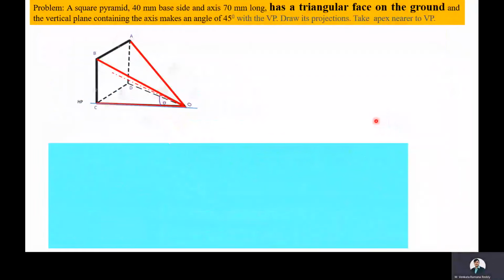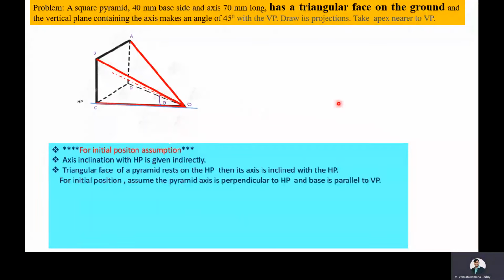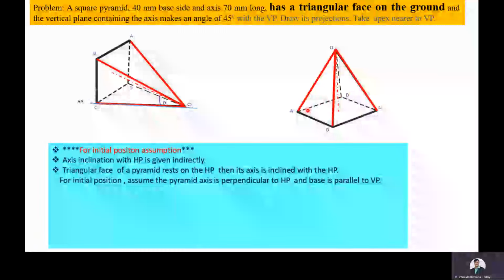For initial position assumption of the square pyramid, it is mentioned that the square pyramid is resting on its triangular face on the horizontal plane. Then its axis is inclined to the horizontal plane. So for drawing the initial position of the object, we need to tilt the square pyramid such that its axis is perpendicular to the horizontal plane. If its axis is perpendicular to the horizontal plane means its base is parallel to the horizontal plane.